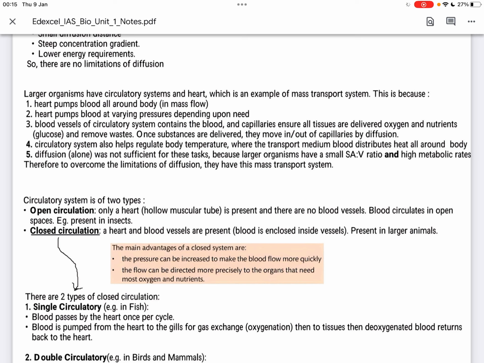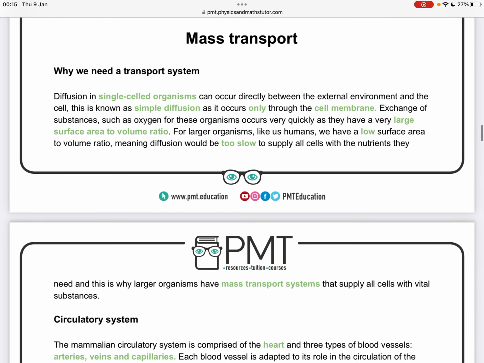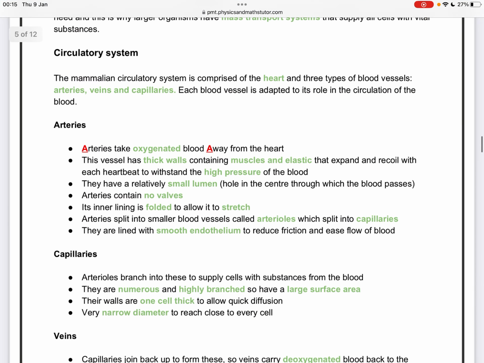Diffusion alone was not sufficient for these tasks because larger organisms have a smaller surface area to volume ratio and higher metabolic rates. Therefore, to overcome the limitations of diffusion, they have this mass transport system. So this is why we have a mass transport system. Let's know more about it.